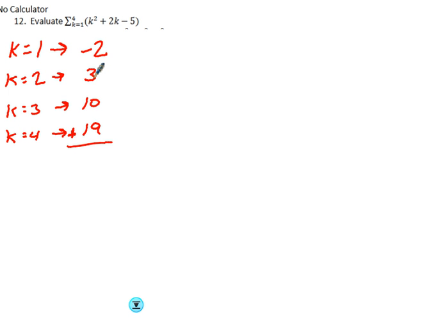Negative 2 plus 3, that's 1. That would be the summation as k goes from 1 to 2. If you want to figure out the summation as k goes from 1 to 3, you take the summation from 1 to 2 and add the 3, so that should be 1 plus 10, which is 11. And you take the 11 plus that fourth value of 19, and that's where we get our 30 from. So a nice little summation problem, no calculator necessary.